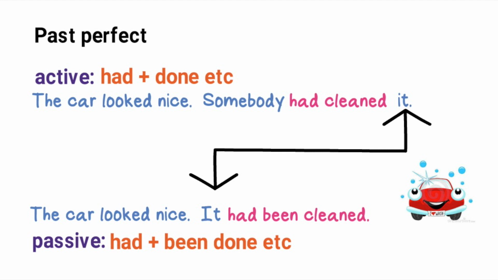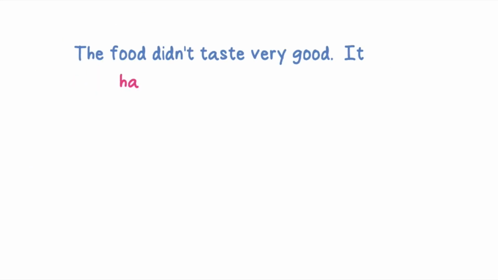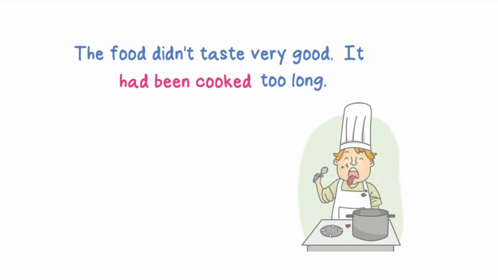Okay, so let's have a look at another example of the past perfect in the passive. The food didn't taste very good. It had been cooked too long. Okay, next tense, the present continuous.